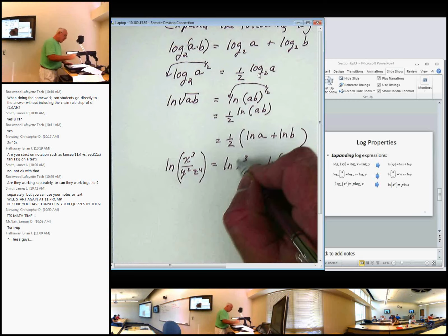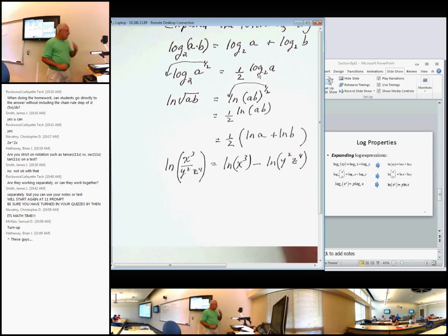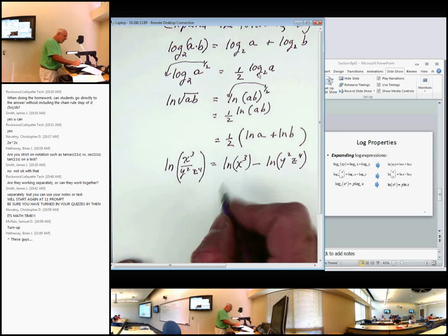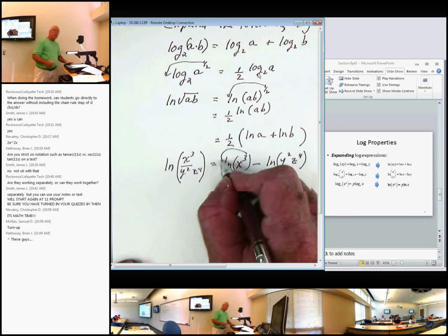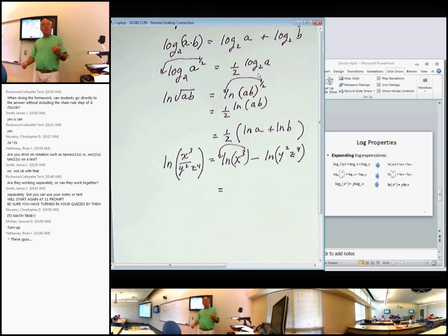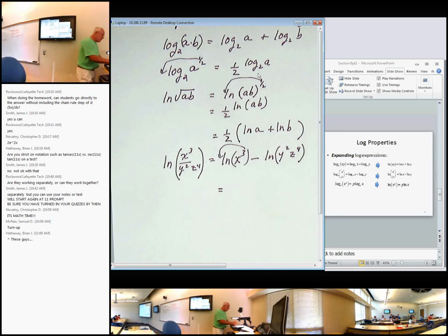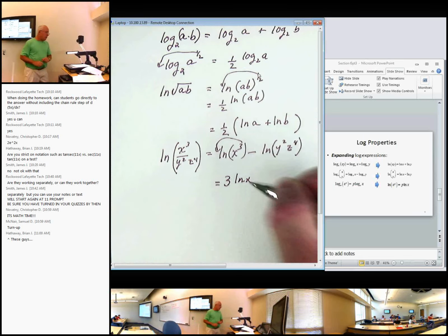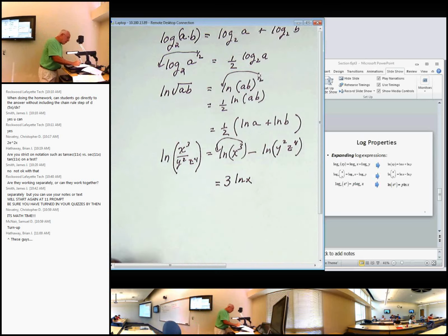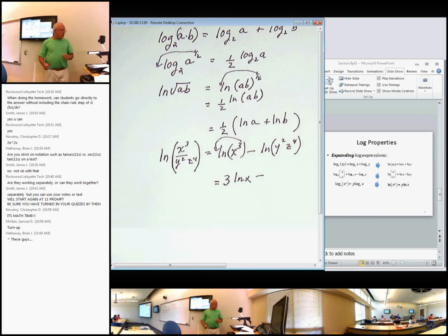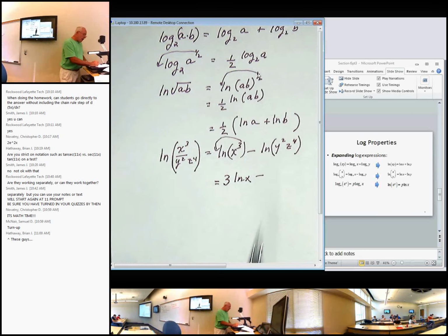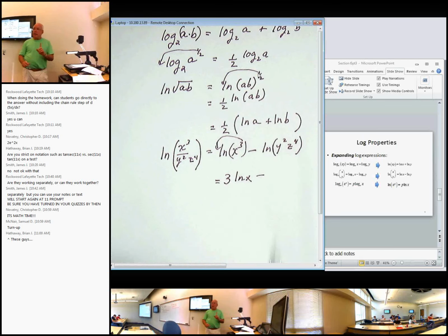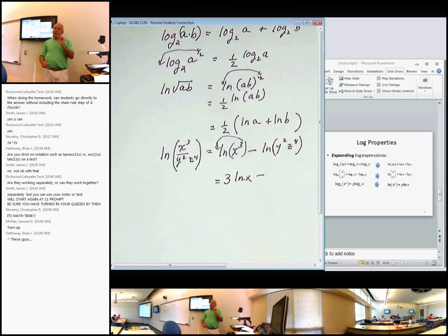Parentheses here. And now let's see. In this first expression, I can bring down that exponent into the front using the last property. So I have 3 times the ln of x. But I'm not quite ready to do that yet with this second one, because I'm only supposed to have a single exponent, so I can't do that yet.